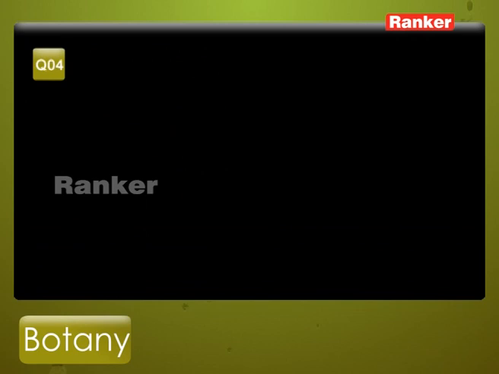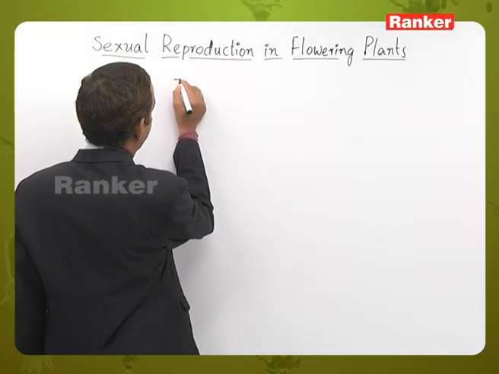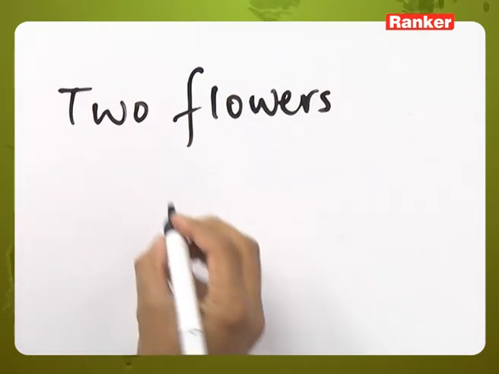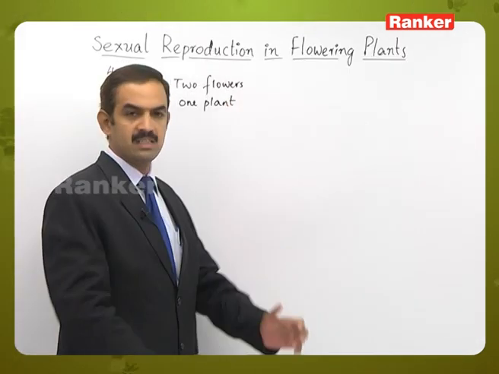Question number 4. If the pollen of a flower falls on the stigma of another flower belonging to the same plant, it is: A, ecologically cross pollination; B, genetically and ecologically cross pollination; C, genetically self pollination and ecologically cross pollination; and D, none of these. So here two flowers are participating in the pollination, but both these flowers are present on the same plant.